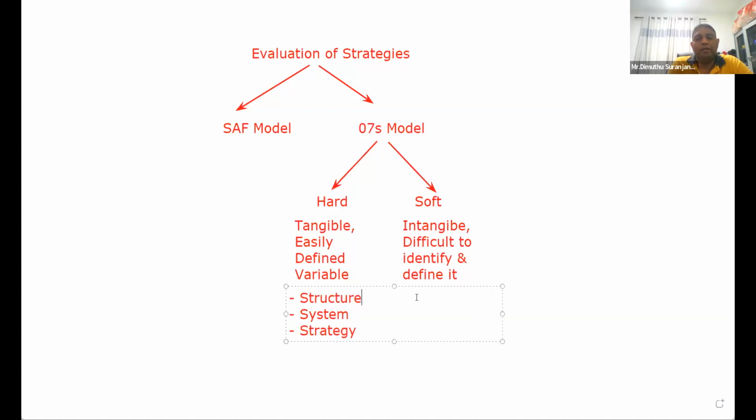Then four soft elements were there. What are the four soft elements? Shared values, then style, anything else? Staff, skills, no? Staff, skills. Right? So those are the soft elements. Now, the examiner asks you to use these elements and evaluate this particular proposal.